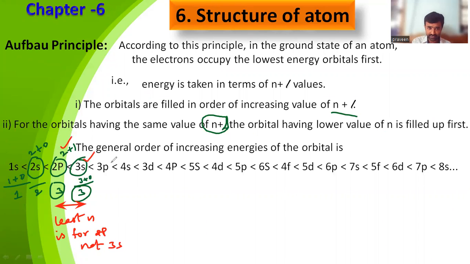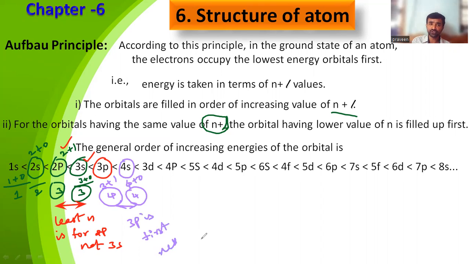Right? So like that here, in case of 3p, what you are able to calculate here, 3 plus 1, it is 4. Okay, 4s, 4 plus 0, 4. So here also I got same. So what should I do? Least N value. So 3p is first. Next, 4s. Is it clear?